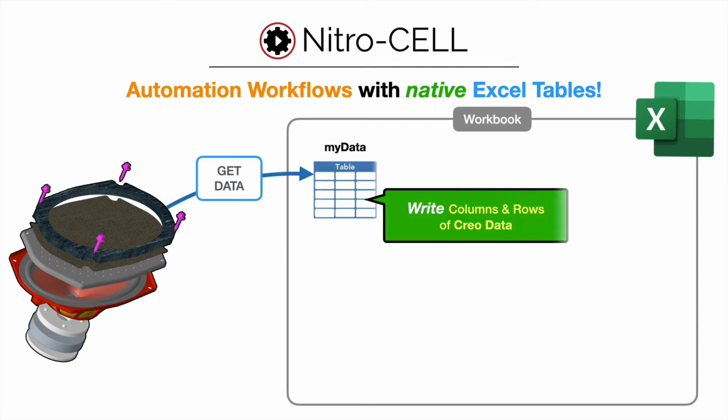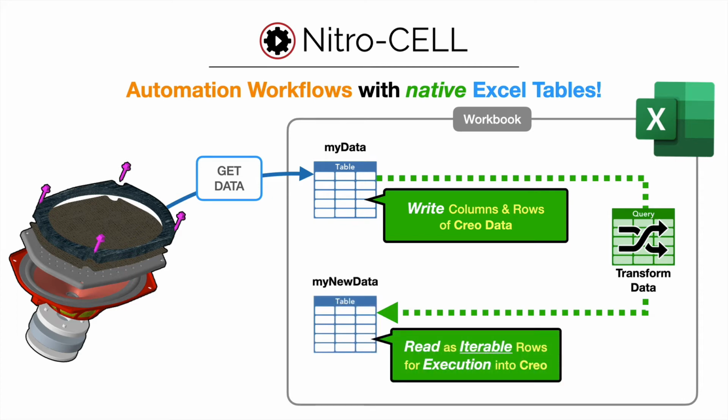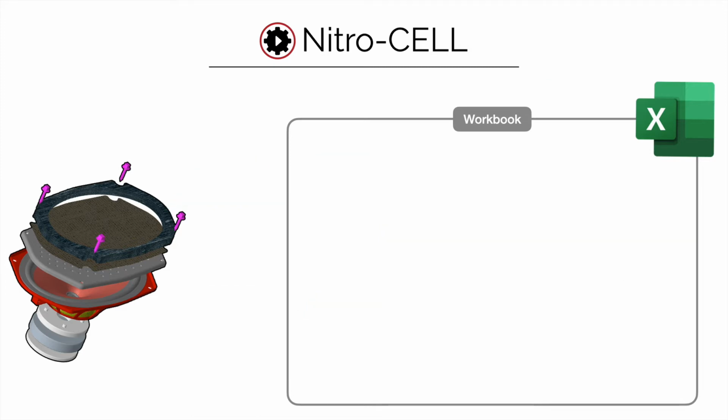So the automation workflow with native Excel tables basically works like this. Request data from Creo and populate the columns and the rows of the Creo data, and then use just native Excel Power Query to transform that data and then repopulate a new table back into Excel. This can then be read as an iterable reference to make modifications back into Creo to set or perform executions in some way.